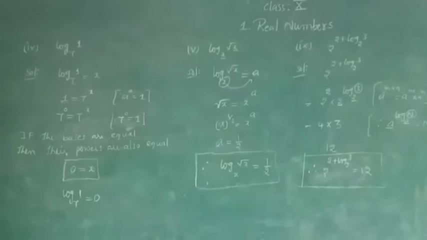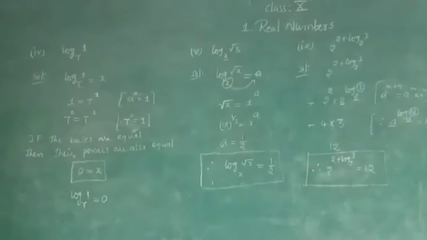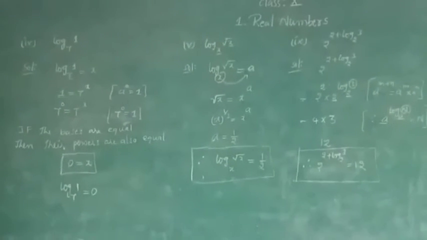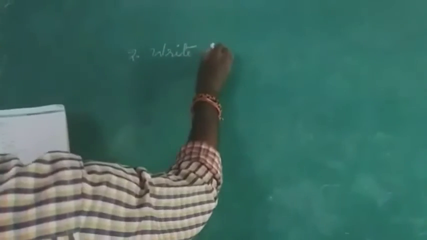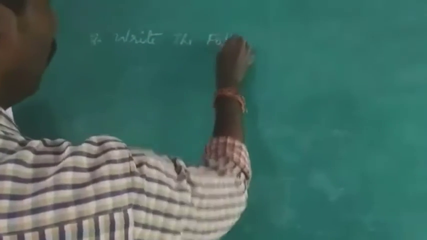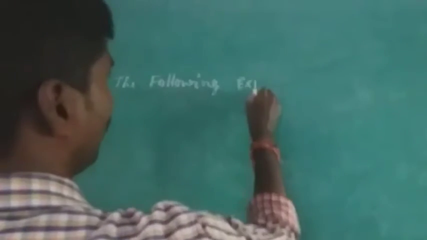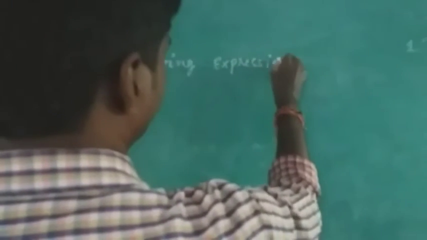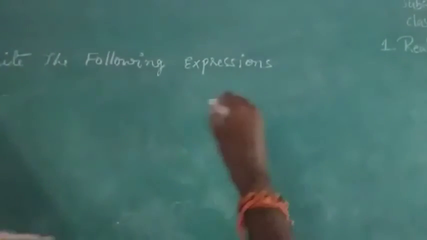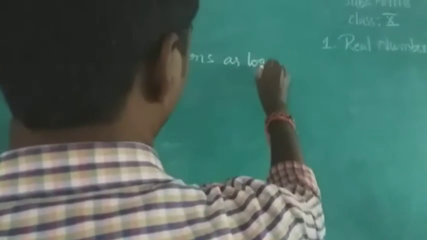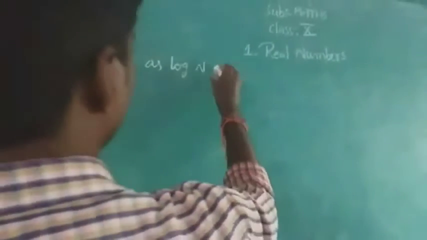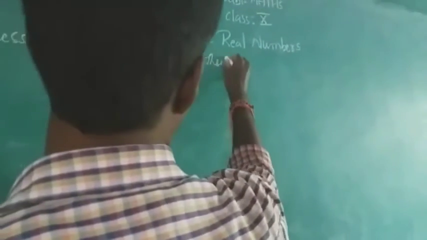next I am going to start the second bit. So we are observing the second one. Write the following expressions as log capital N and their values.